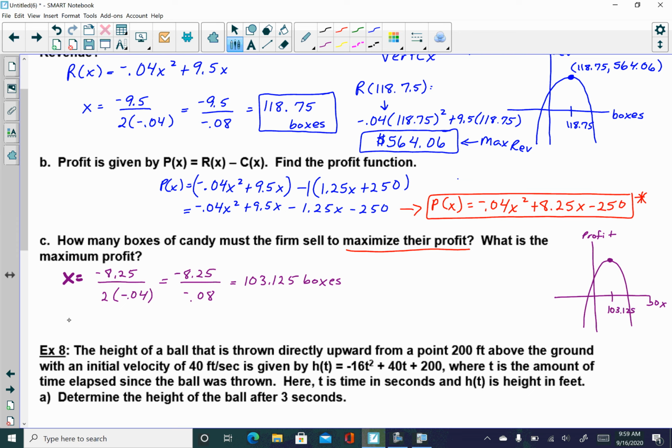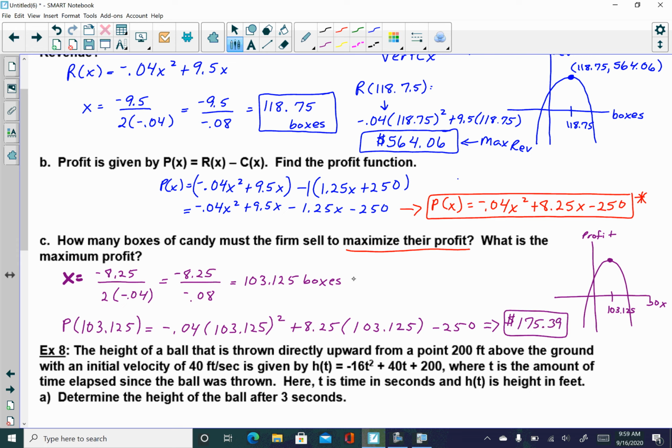Now to figure out the max profit, you go to your profit function. Everywhere you see an x, you plug in that 103.125. So you have negative 0.04 times the 103.125 squared plus 8.25 times the 103.125 minus 250. Put all of that in the calculator, and again, it's money, so round to dollars and cents. So the max profit they would be reaching is $175.39.